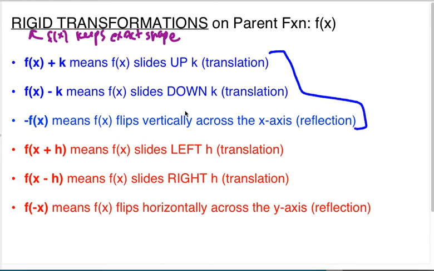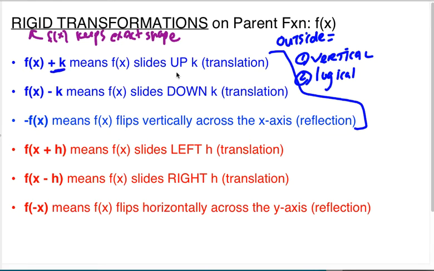So the reason I color-coded these the way that I did is that changes made outside the function, and we're going to talk about this on the next slide, but you see how this minus k and this plus k and this negative sign, see how they're outside the function? Okay, so if the change is outside, that's going to mean that it is vertical, meaning up and down, and also logical, meaning that plus is up, and minus is down, right? So vertical and logical.